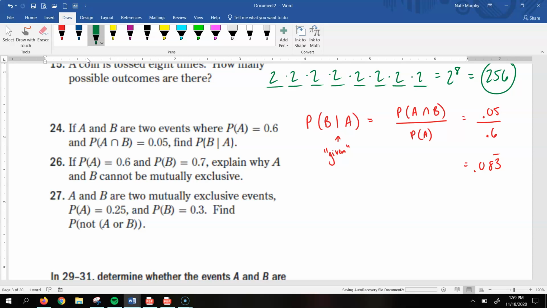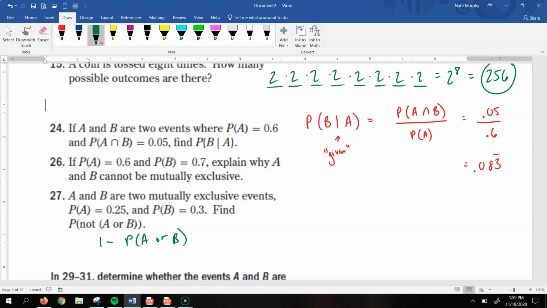All right, 27. For that one, as far as what to write down, there's not a whole lot. It's more important that you understand that concept. For 27, A and B are two mutually exclusive events, where the probability of A is 0.25 and the probability of B is 0.3. We want to find the probability of not A or B. These are mutually exclusive, so there's no overlap. To figure this out, it's going to be 1 minus the probability of A or B.